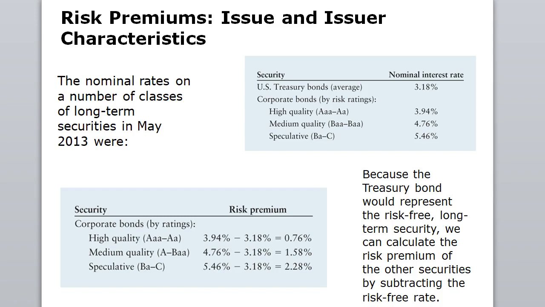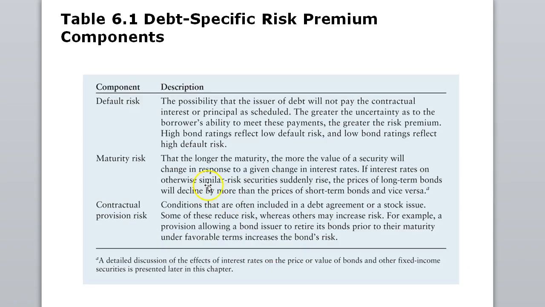Okay. So if we look at, here are the U.S. Treasuries, the nominal interest rate, the corporate bonds, high quality, medium, and low quality, and you see that the nominal interest rates are all very different. And if we look at the bond ratings, we'll see that the risk premiums on different bond ratings are all different as well.